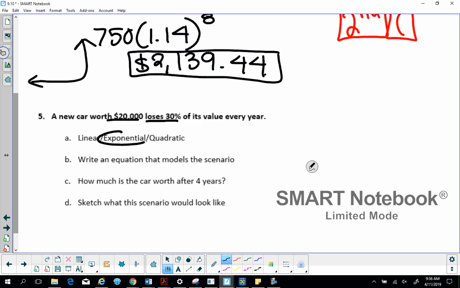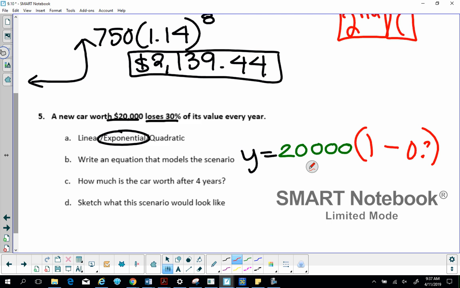Exponential. Every time you see a percent, usually in Algebra 1 in your test, it's probably going to be exponential. Then write an equation. So what is your A value? What's your starting value? 20,000, because that's what they started with, right? That's how much the car was worth. And now, in my parentheses, is it going to be 1 plus or 1 minus? Minus. And what's 30% as a decimal? 0.30 or 0.3. The x.